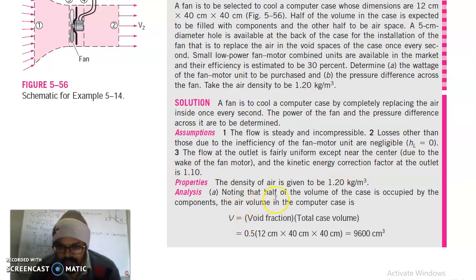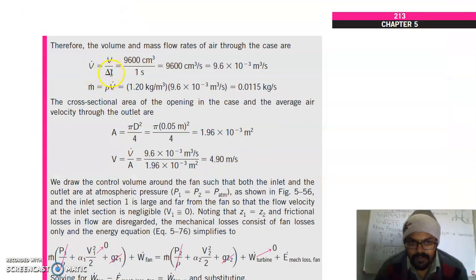So we will first find the volume in the case which has to be cooled, that is void fraction multiplied by total case volume, which is 12 into 40 into 40 into 0.5, because half of the volume has to be cooled. It is equal to 9600 centimeter cube, divided by time, which will give you the volume flow rate, which is 9.6 into 10 to the power minus 3 meter cube per second. Mass rate is equal to density times volume flow rate, which is equal to 0.0115 kg per second.